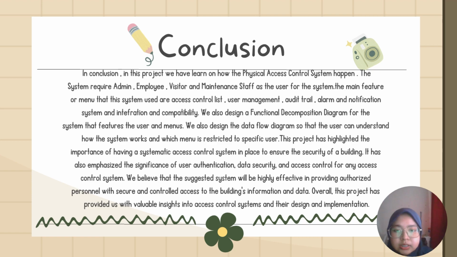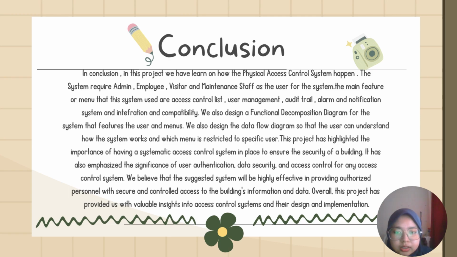In conclusion, in this project we have learned how the physical access control system works. The system requires admin, employee, visitor, and maintenance staff as the users of the system. The main features or menus that the system uses are access control list, user management, audit trail, alarm and notification system, and interface and compatibility. We also designed a functional decomposition diagram for the system that features the users and menus. We also designed the data flow diagram so that the user can understand how the system works and which menu is restricted to specific users.